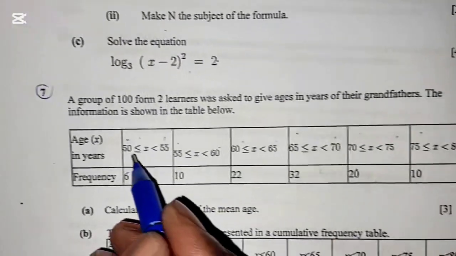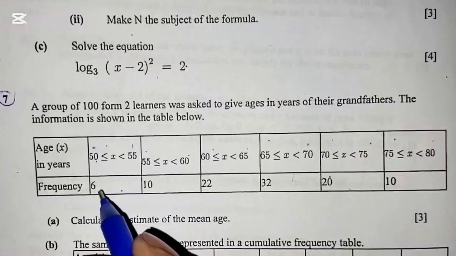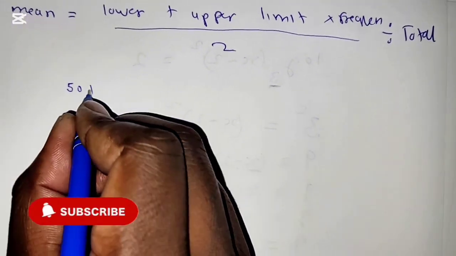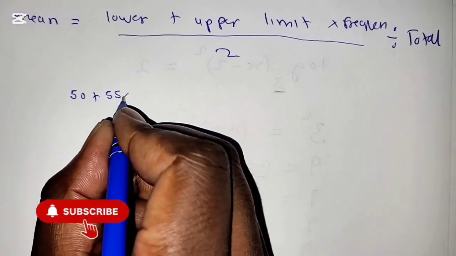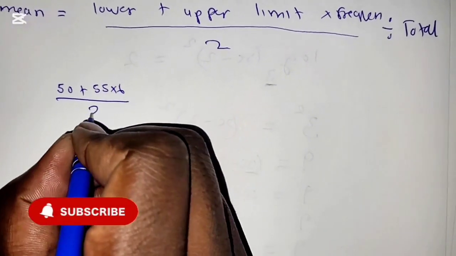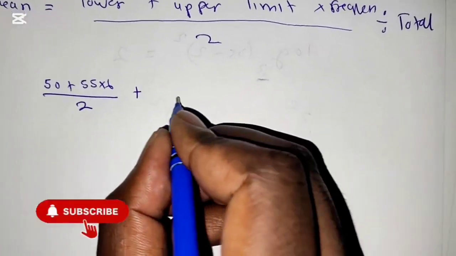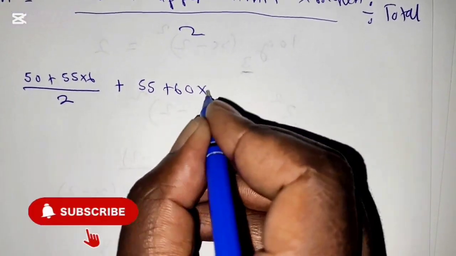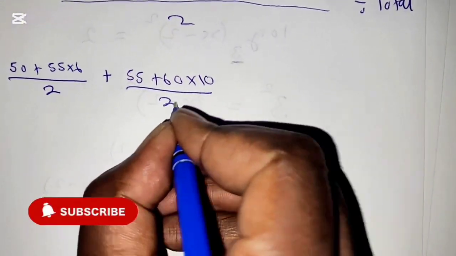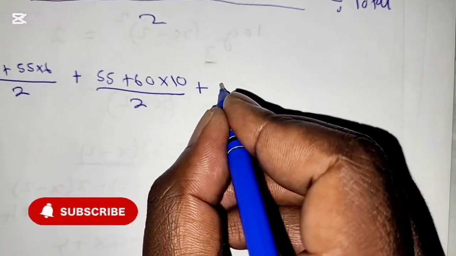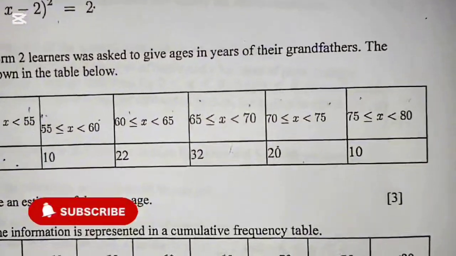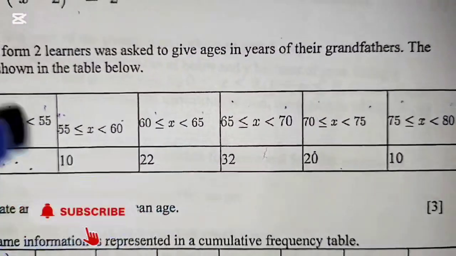So we're going to take 50 plus 55 times 6 divided by 2. Lower limit plus upper limit times frequency. So it's 50 plus 55 times 6 divided by what? By 2, plus, and the other one is 55 plus 60 times 10 divided by 2. Another one is 60 plus 65 times what?